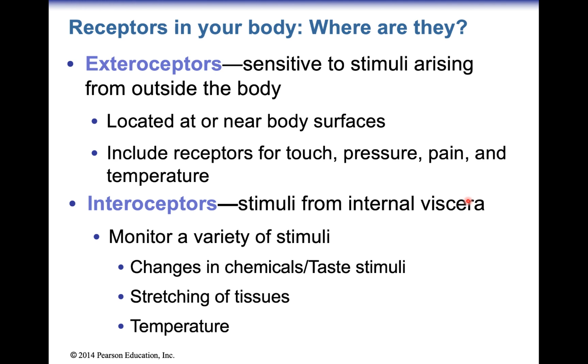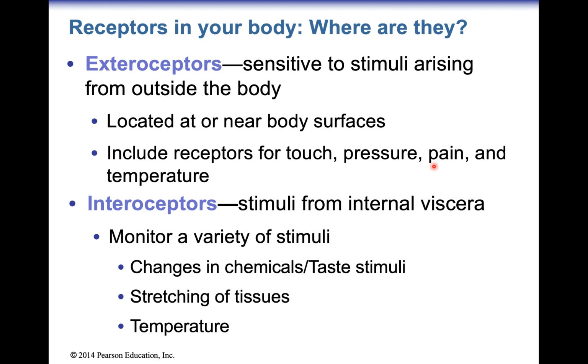Exteroceptors are found outside the body, so near the surface of the body. So think of receptors on your skin. What can you feel on your skin? Well, touch, pain, pressure, and temperature. These are all considered exteroceptors because they're outside the body.